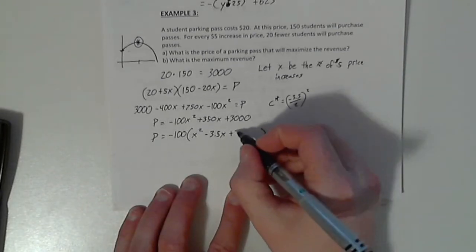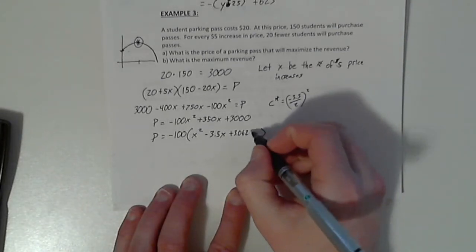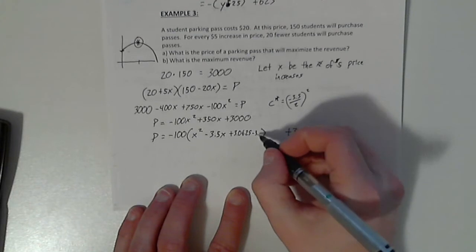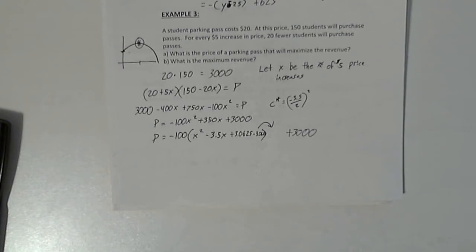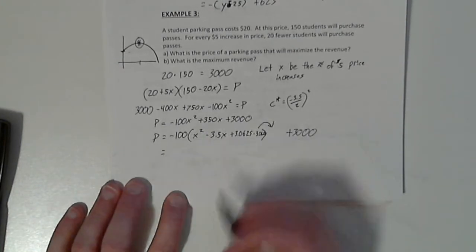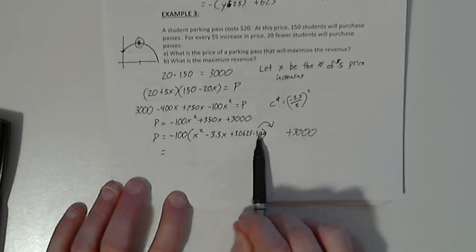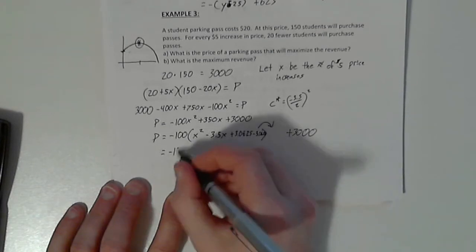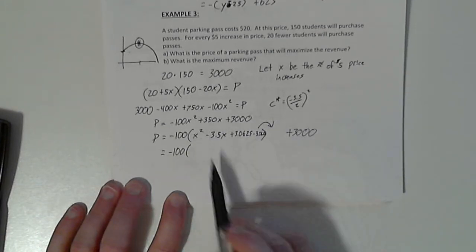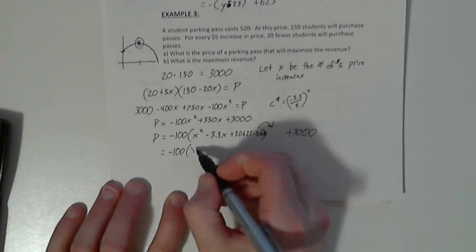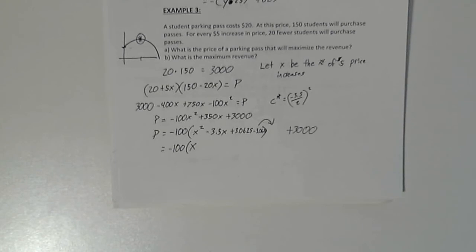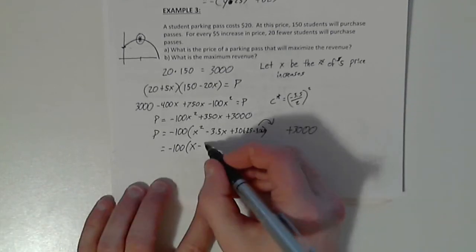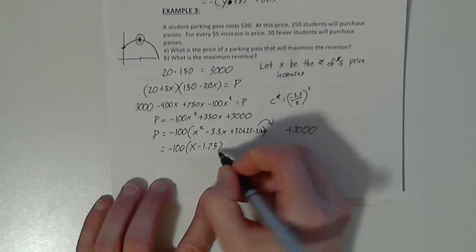So plus 3.0625 minus 3.0625. And we got to get rid of that one. So next line, I complete the square and get rid of that guy. So negative 100 in the front. Inside, it's going to be x minus half of that. What is that? 3.5, minus 1.75 squared.